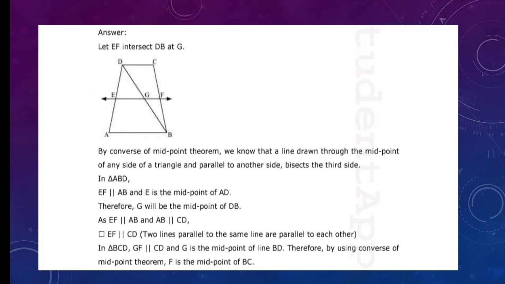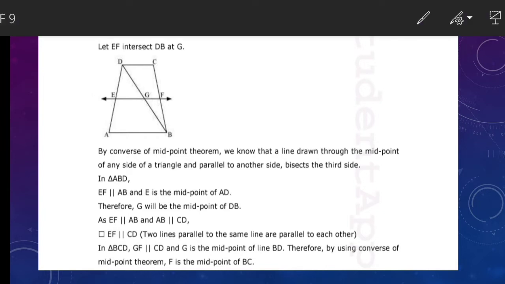Here we have EF, a line which intersects BD at G. Let us assume that the line EF is already given and it intersects BD at G. By the converse of the midpoint theorem, we know that a line through the midpoint of any side of a triangle and parallel to the other side bisects the third side. So this is the theorem which states the converse of MPT.